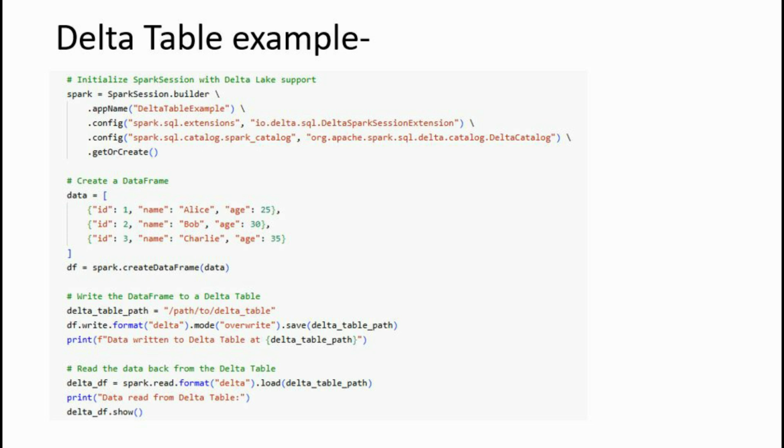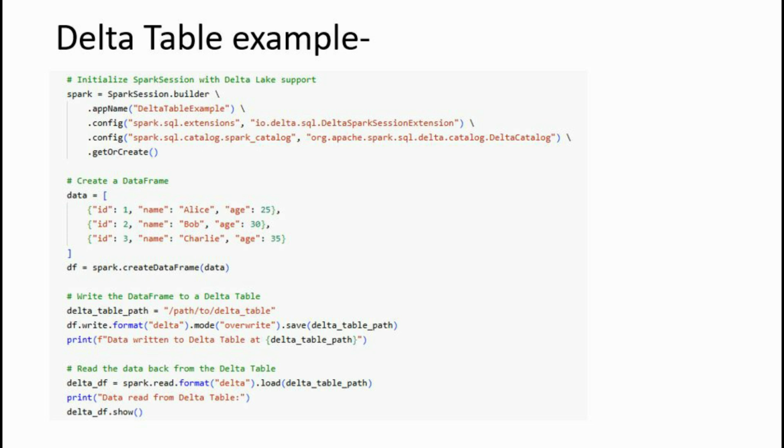In this example, we specify the format as Delta and use the mode overwrite option to replace any existing data at the specified path. Format Delta indicates that we are writing to a Delta table. Mode overwrite ensures that any existing data at the path is replaced with the new data. Save Delta table path saves the Delta table to the specified location.